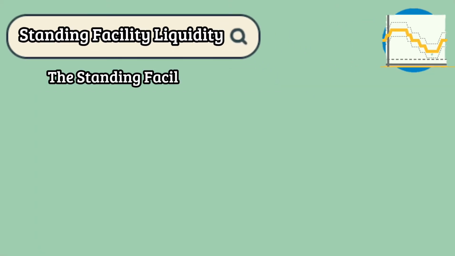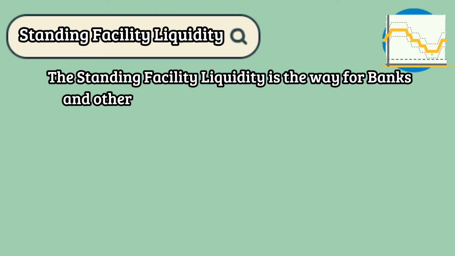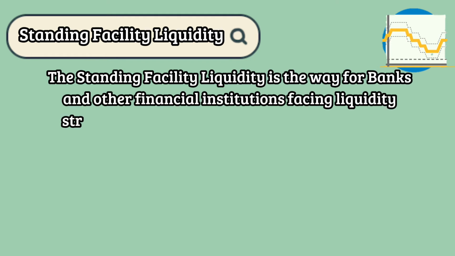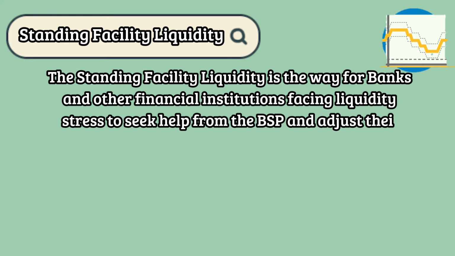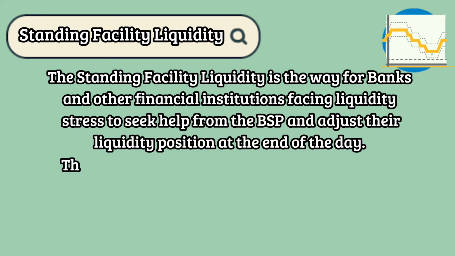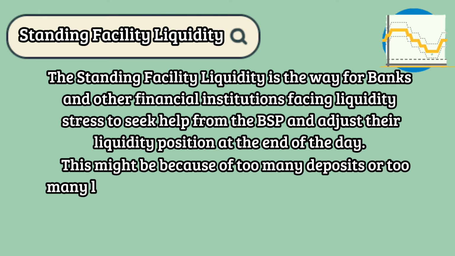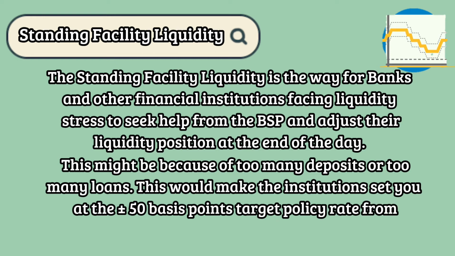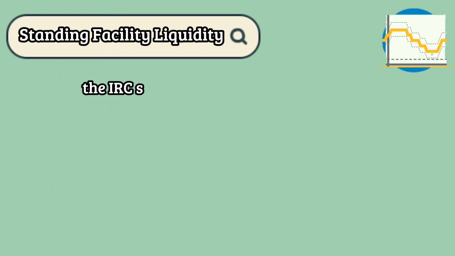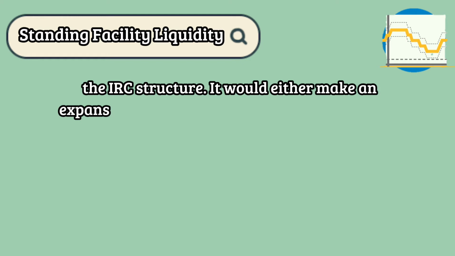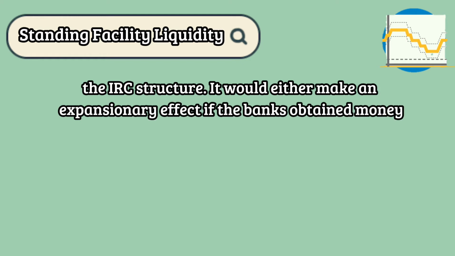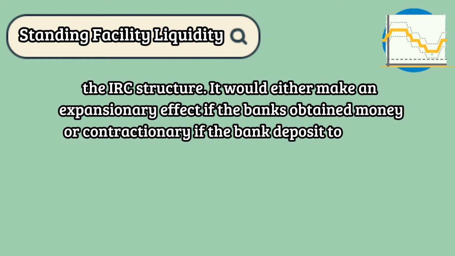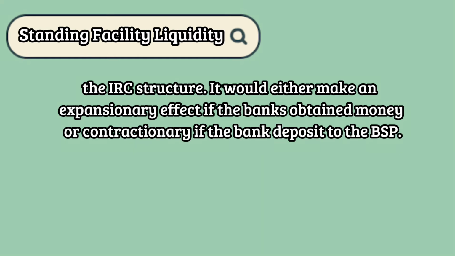The standing liquidity facility is the way for banks and other financial institutions facing liquidity stress to seek help from the BSP and adjust their liquidity position at the end of the day. This might be because of too many deposits or too many loans. This would make the institution set at the plus or minus 50 basis points target policy rate from the IRC structure. It would either make an expansionary effect if the banks obtain money or contractionary if the bank deposits money to the BSP.